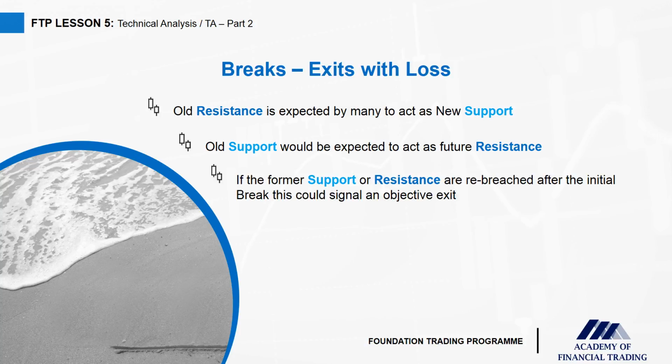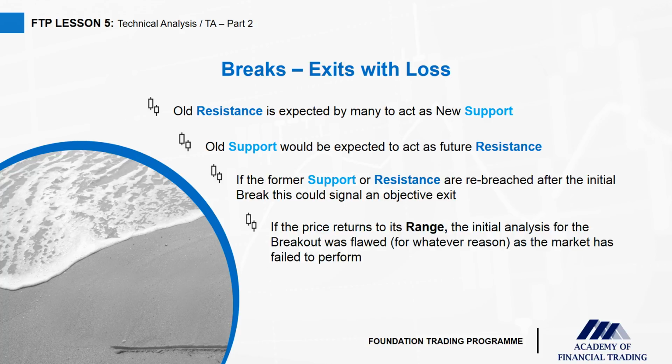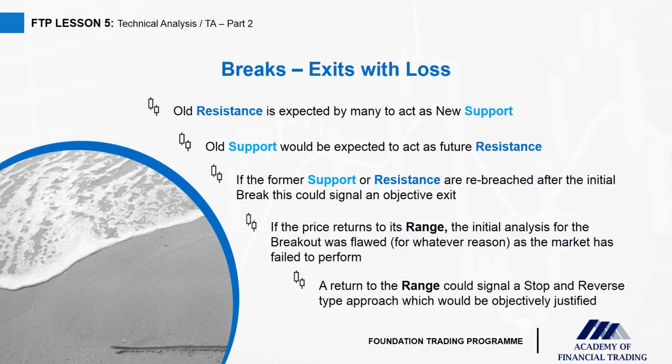So if the former support or resistance are re-breached after the initial break, this could signal an objective exit. So if the price returns to its range, the initial analysis for the breakout was flawed for whatever reason. Again, we don't care, as the market has failed to perform. So a return to the range could signal a stop and reverse type approach, which would be objectively justified, which is exactly what we're looking for.